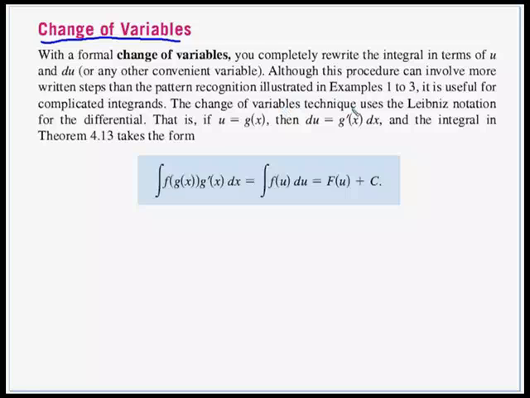The change of variable technique uses the Leibniz notation for a differential. That is, if u is our inner function, then du, the derivative, is g prime of x times dx. And the integral from our theorem 4.13 takes this form. Here was our integral of f of g of x times g prime of x dx. Well, this g prime of x dx just becomes your du, and this becomes f of u. Remember, our inner function is u. F of u du. When we take the antiderivative of that, we get capital F of u plus our constant.